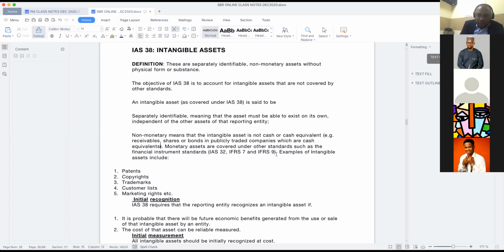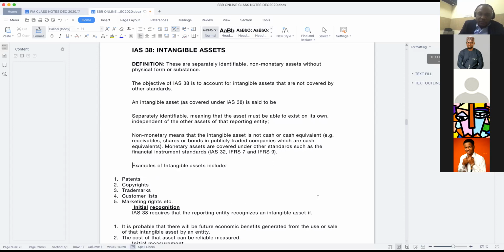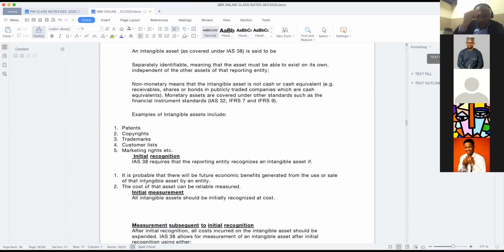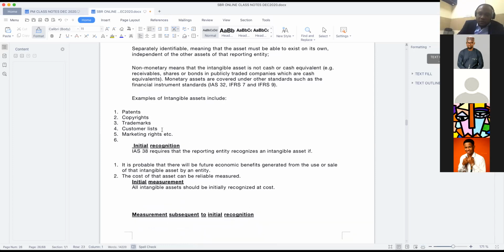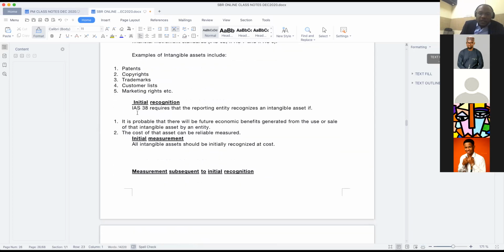Examples of intangible assets include patents, copyrights, trademarks, customer lists, marketing rights, all those kinds of things. Now, initial recognition. IFRS IS 38 requires that the reporting entity recognizes intangible assets if it's probable that there will be future economic benefits generated from the use or sale of the intangible assets by the entity.